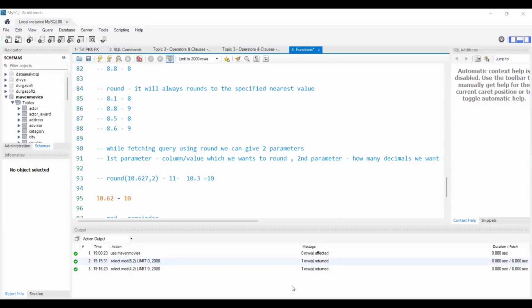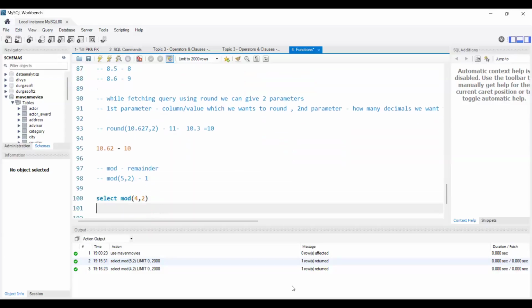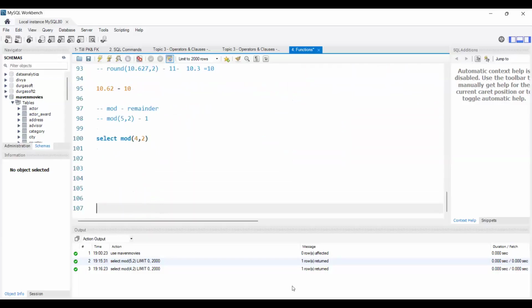Did you get my point, Shweta? Yes, yes. So accordingly, whatever number I give, that digit I will consider. If that digit is less than or equal to 5, I will round it down to that number. If it is greater than 5, I will round it to the next number. Okay. Thank you, Divya. You're welcome.